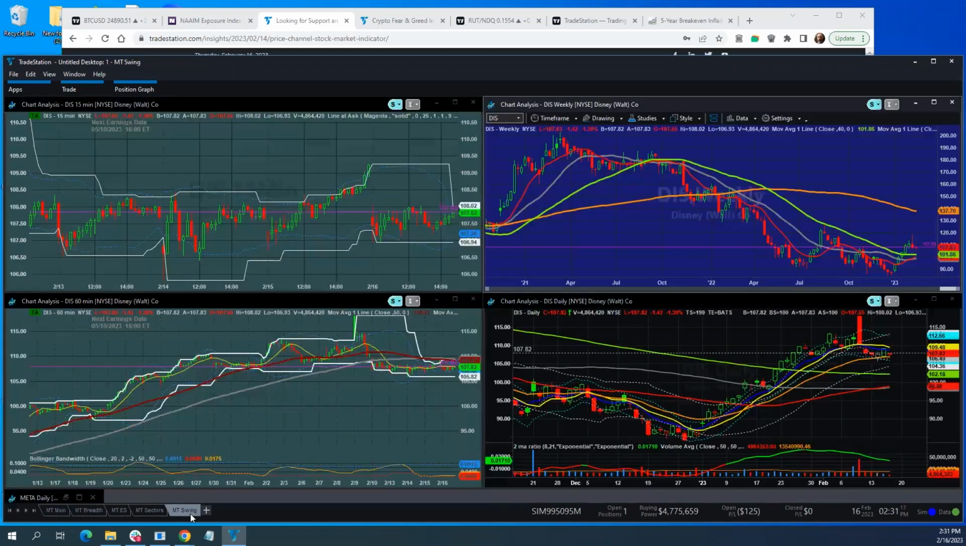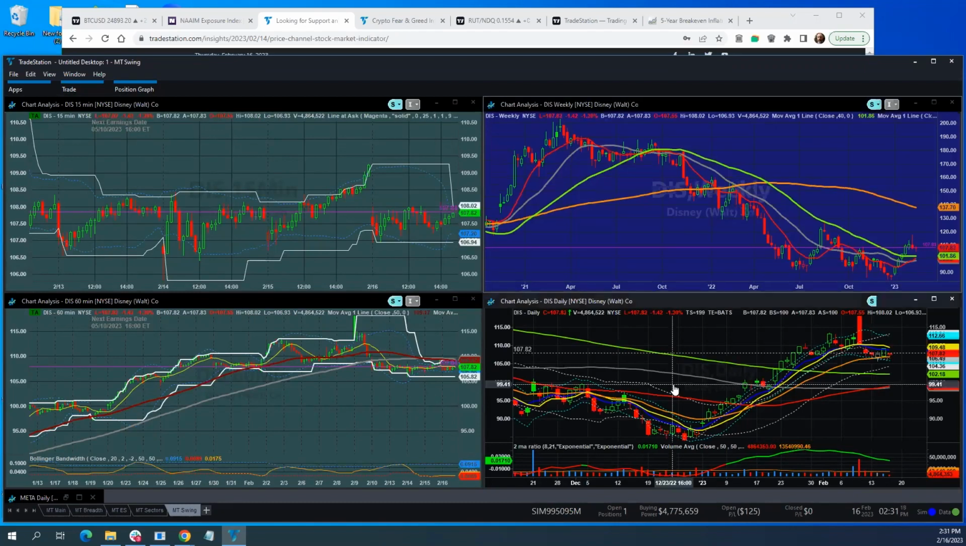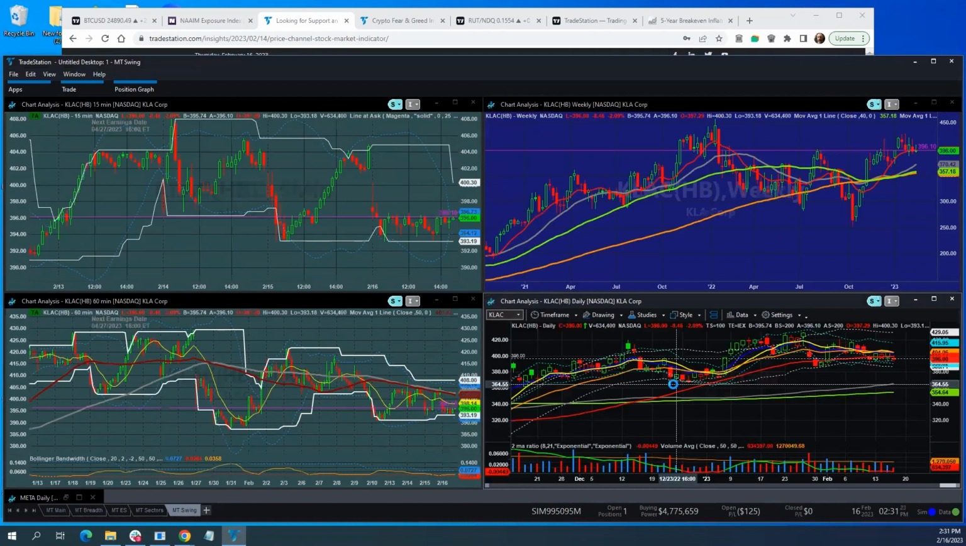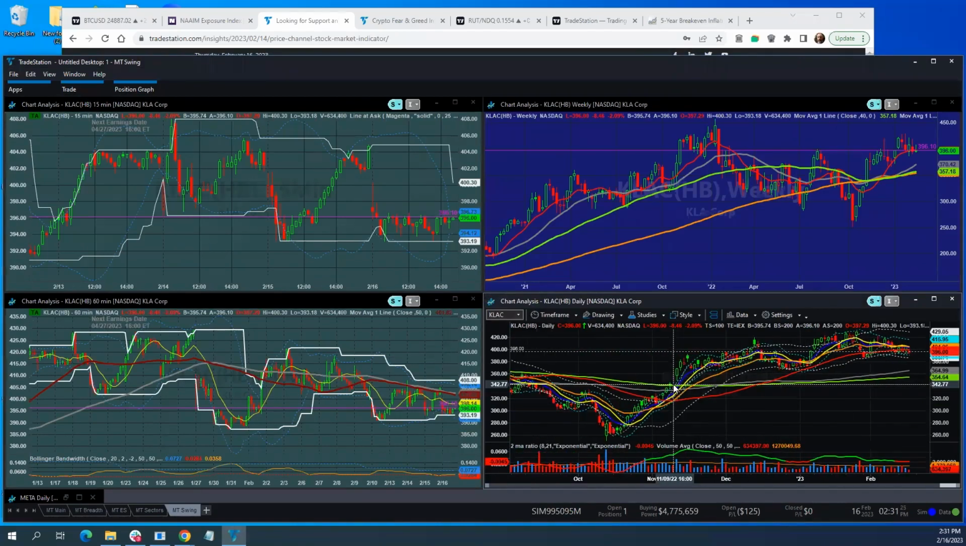KLA, formerly KLA-Tencor, is a semiconductor equipment company, but it's pretty interesting to see it just so tight, nuzzling here at the bottom of this range, but also at that high from last summer.